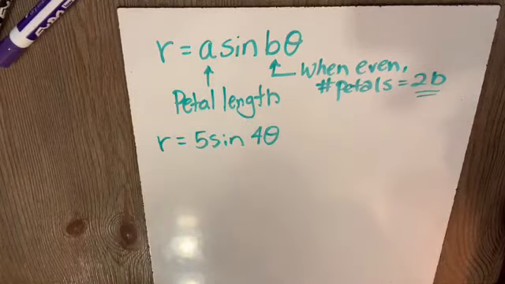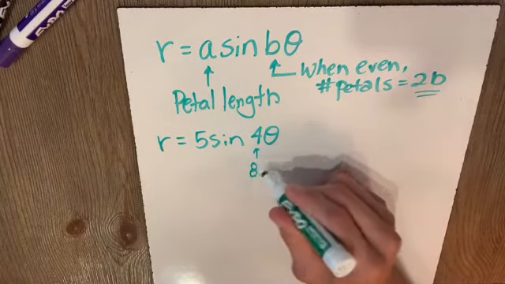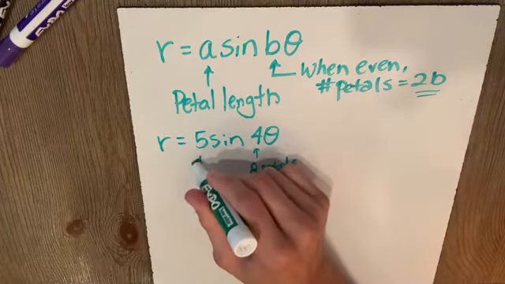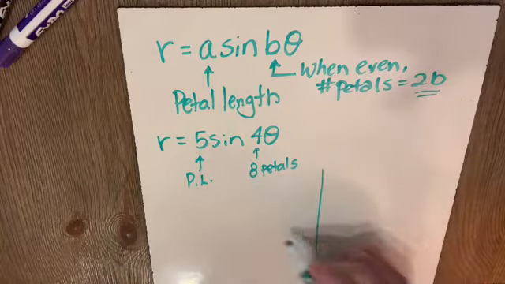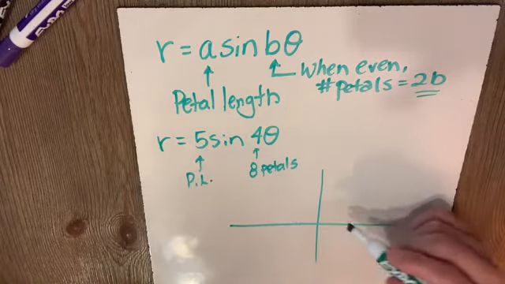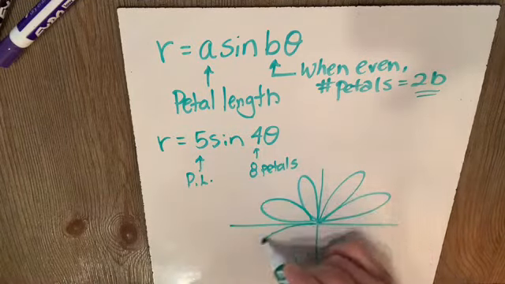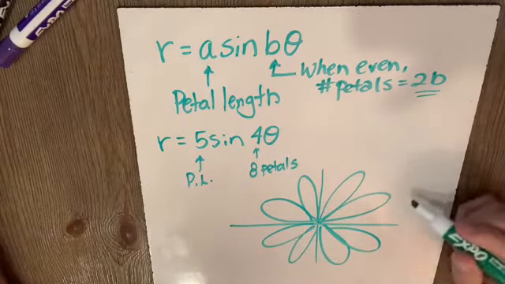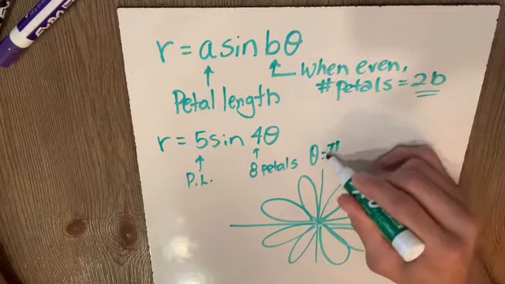r equals 5 sine 4 theta. Well, I know that there are 8 petals, and each has a petal length of 5. And it's an even number of sine petals. They love to be living in the quadrants. They don't want to be bisected. So I've got to put 1, 2, 3, 4, 5, 6, 7, 8. It's going to look like that. Notice, here's our polar axis, and here's our theta equals pi over 2 axis.